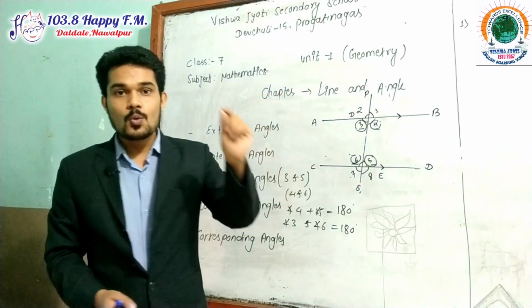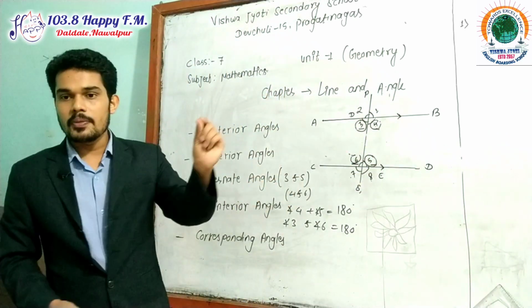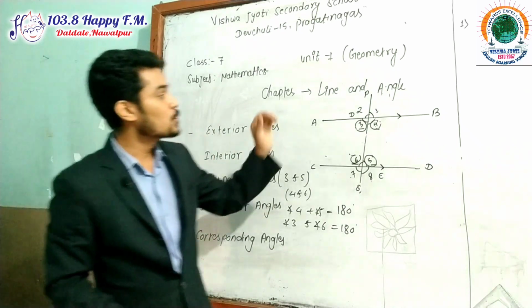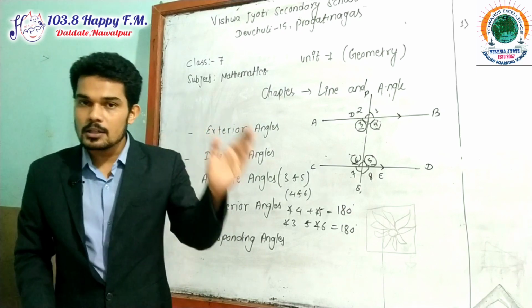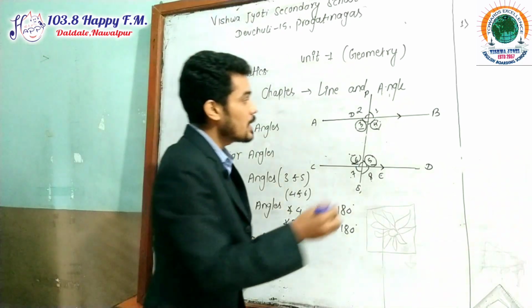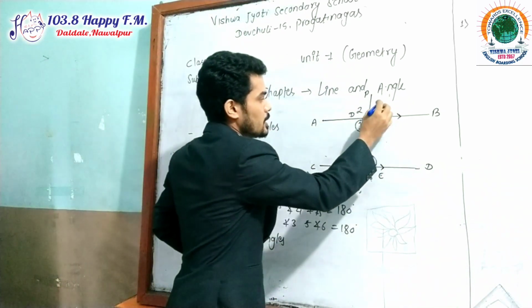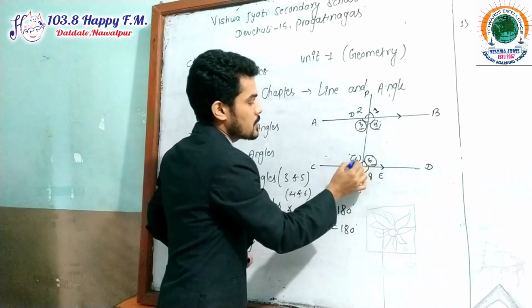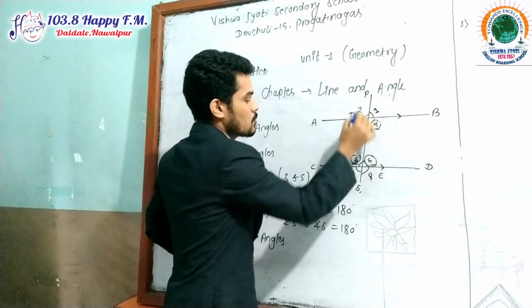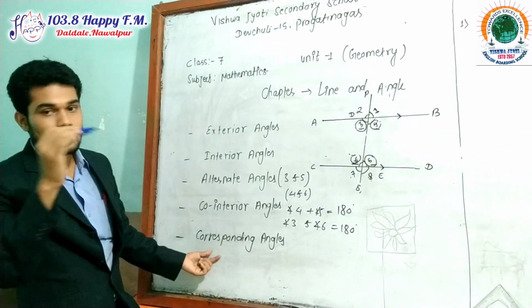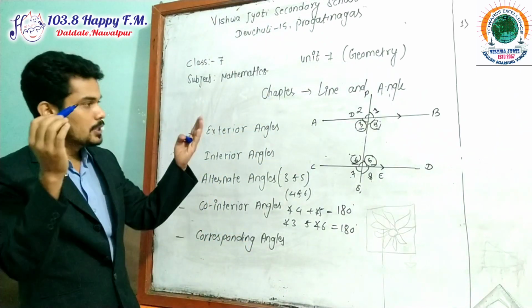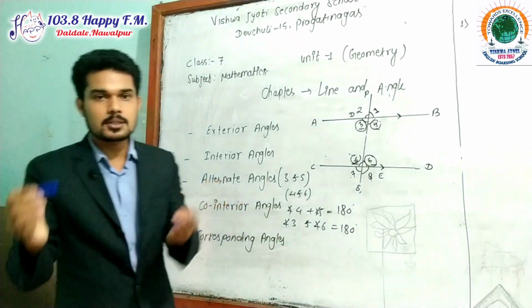Out of them, one is an interior angle and the other is an exterior angle. Of the two angles, one should be interior and the next angle should be exterior. Here the interior angles are 3, 4, 5, 6, whereas the exterior angles are 1, 2, 8 and 7. But what is the definition? They should be on the same side, one interior and one exterior.